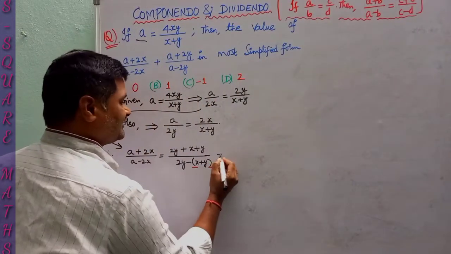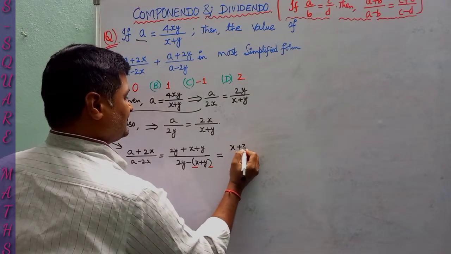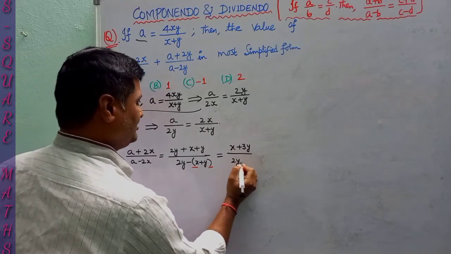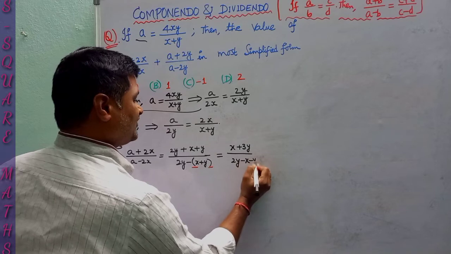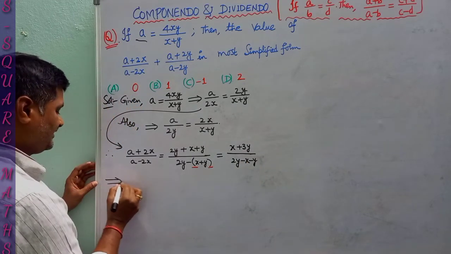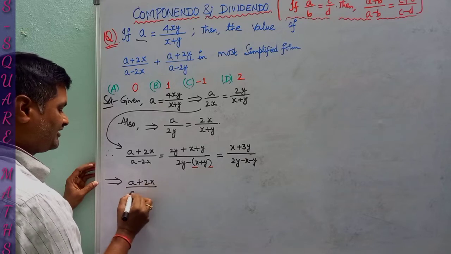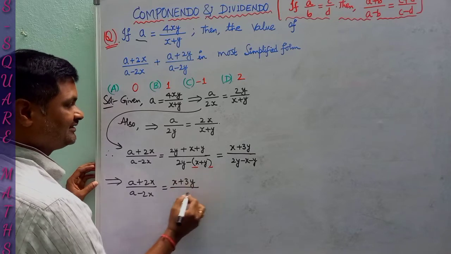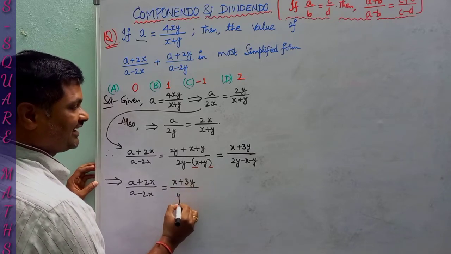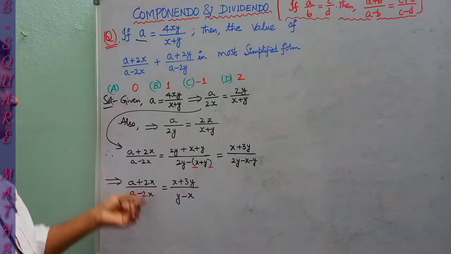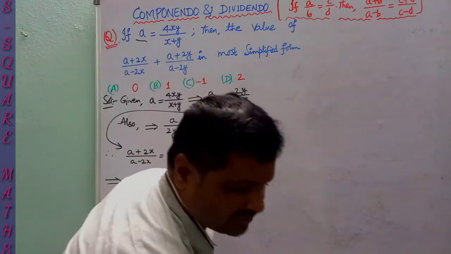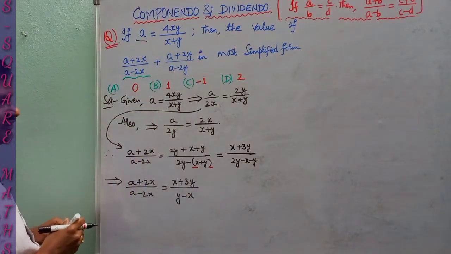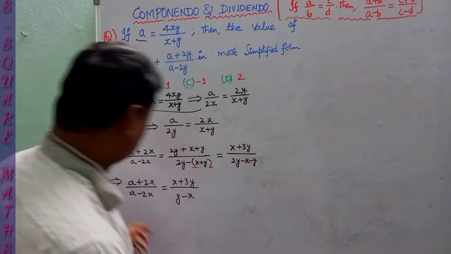So now I can write it as x plus 3y by 2y minus x minus y. So this implies a plus 2x by a minus 2x is equal to x plus 3y by y minus x. This is the first part completed. Which part have I completed? This part. So this part I got here.